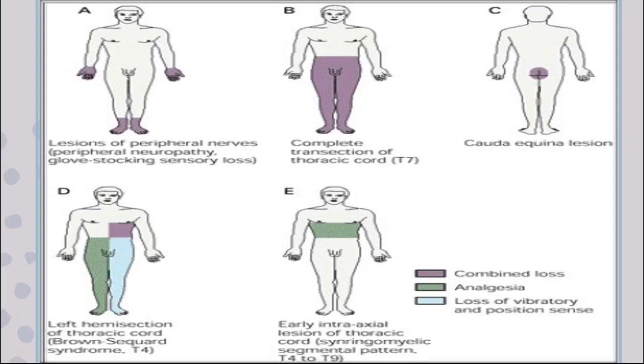Then there is part E, we will jump over to the E. In the final we will cover Brown-Sequard syndrome.